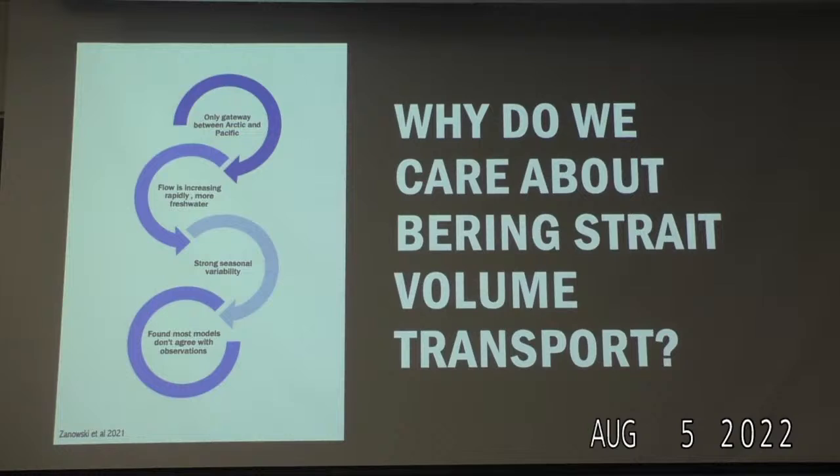And from other research papers that I've been reading, like Zanowski et al. 2021, she had concluded that most of these models are not agreeing with what observations are captured.